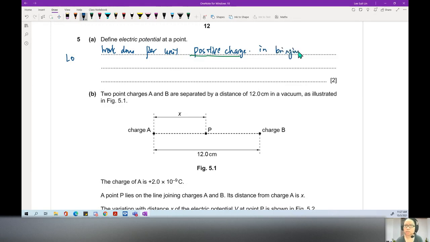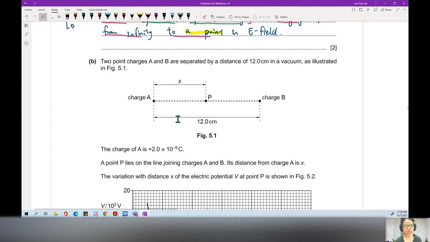You do work to do what? In bringing it from far, far away, infinity, to where? To a point in the electric field. So hopefully by now you are accepting of the fact that we will always need to do this per unit positive charge. So work done per unit positive charge. Actually, work done bringing from infinity to a point is 1 mark. And then the idea of per unit positive charge is 1 mark.